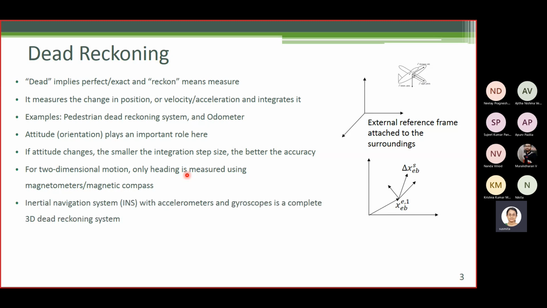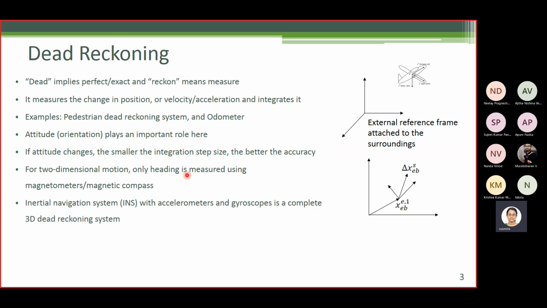But how about three-dimensional motion? In the case of three-dimensional motion, we require heading, elevation, and bank. Heading, elevation, and bank are equivalent to roll, pitch, and yaw. We call them heading, elevation, and bank when we are defining them with respect to the north, east, and down frame. So heading is equivalent to yaw, elevation is equivalent to pitch, and bank is equivalent to roll. So to define attitude or orientation, we require roll, pitch, yaw, or heading, elevation, and bank.